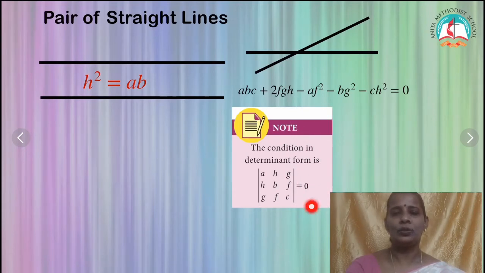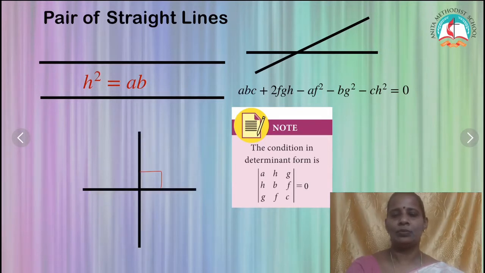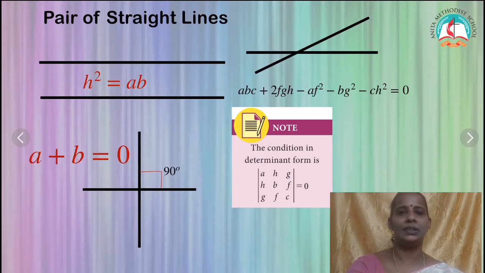And you can use this notation in determinant form also. Okay, and this is the determinant form. If we expand this, you will get this result. Now, condition for the lines to be perpendicular. What do you mean by perpendicular? Theta is equal to 90 degrees. And here what is the value for theta? Theta is 0 degrees. And the condition here is a plus b is equal to 0.